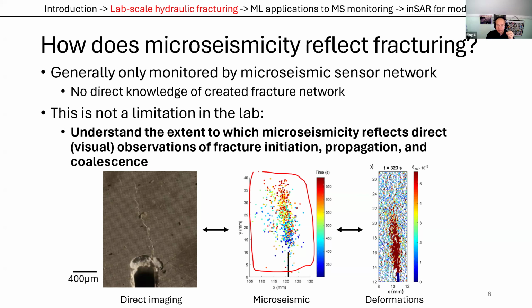But what we're really missing at the field scale is to be able to directly say, okay, where are these fractures? How far are they going? What is the relationship between these microseismic events and the fractures that we can actually see at the lab scale? And I'll also be talking about, of course, deformations, which ties into this idea of remote sensing. How do these deformations relate to the fractures that we can observe, and also the microseismicity?